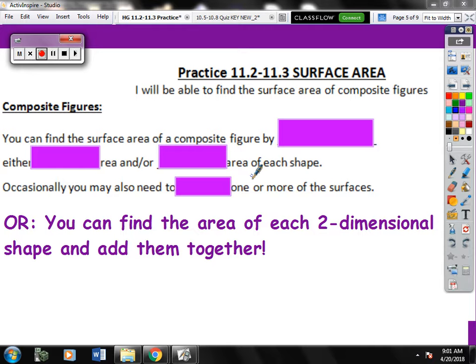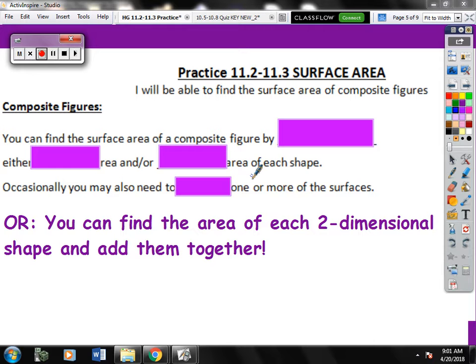Surface area, however, is more challenging because when you stick a shape on top of another shape, you often lose a surface. So the bottom of this is no longer a surface that's on the outside. So what that means is you would have to find the surface area of something, the surface area of something else, and you may have to subtract something.